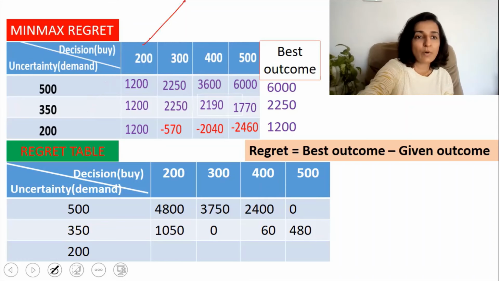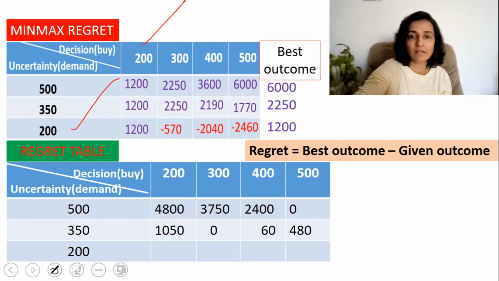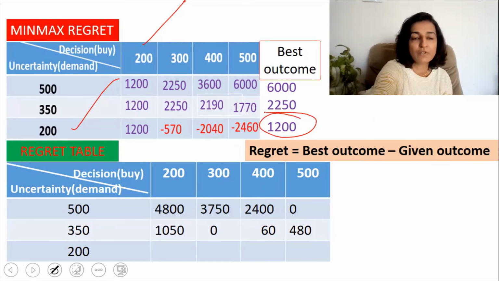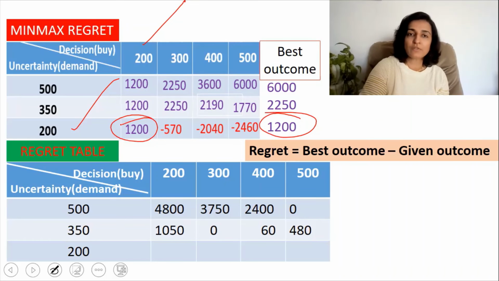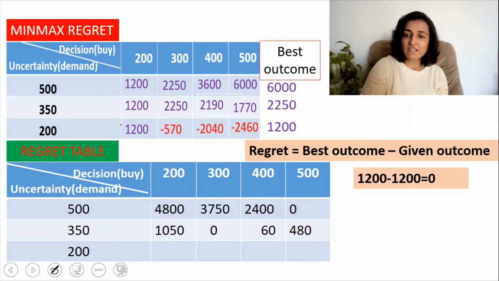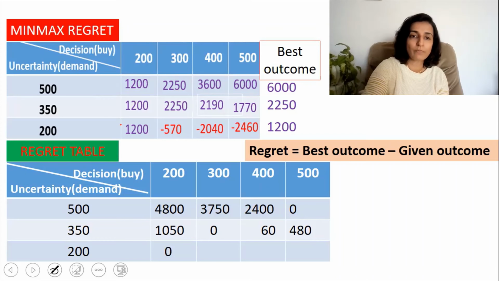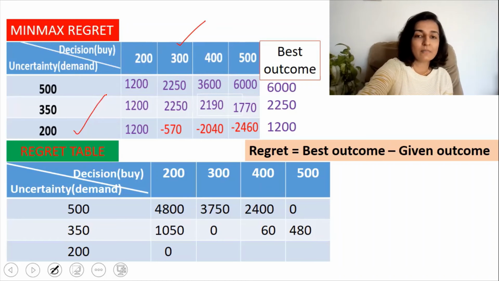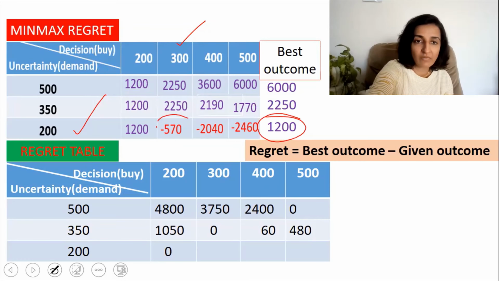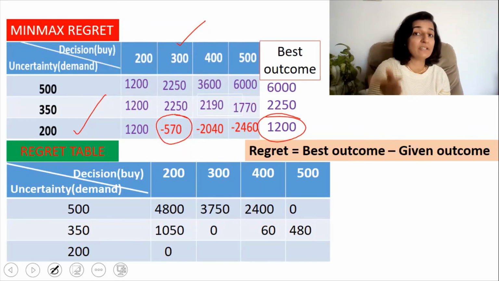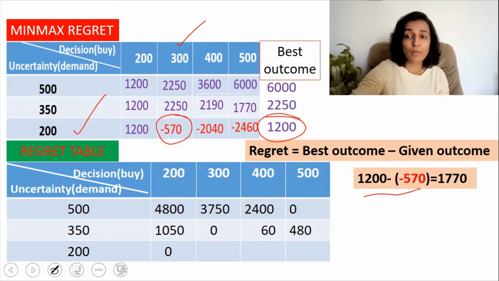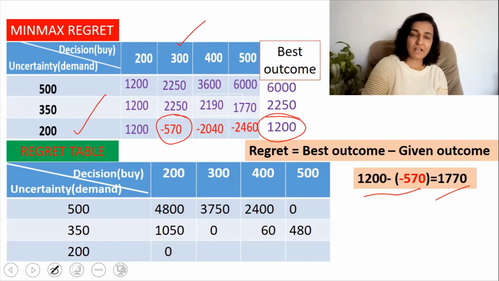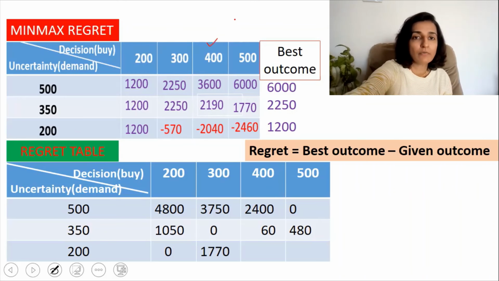Next, 200 tickets bought. 200 tickets demand. The regret is best outcome 1,200. Given outcome also 1,200. So it is 1,200 minus 1,200, which is 0. Next one, 300 tickets bought. 200 tickets is the demand. So the best outcome is 1,200 minus the given outcome is negative 570. So negative of negative, we have to add both to get 1,770.